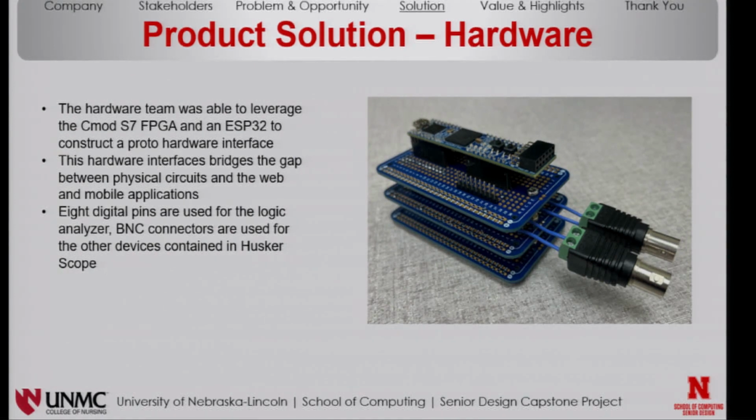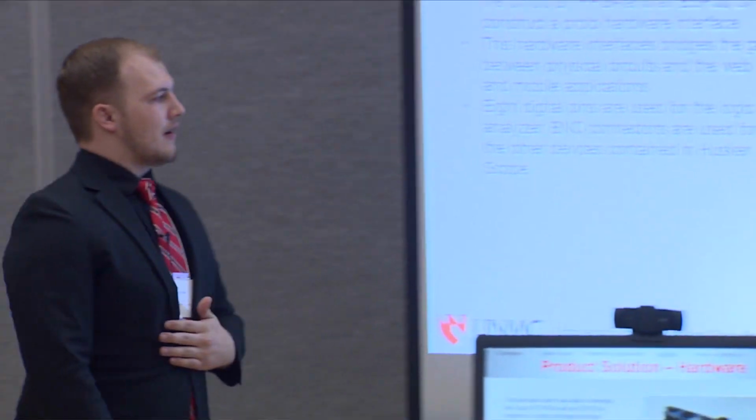All right, thank you, Kevin. All right, so here we started with the hardware section. We were able to leverage a Xilinx AMD-produced CMOD F7 FPGA and an ESP32 to create a hardware prototype to initially test, as you can see on the right. It's a hardware stack with solderable breadboards put together to create the prototype. This hardware interface is the bridge between the physical circuits and the web app and phone app. There are 8 pins of logic, or 8 digital pins, for the logic analyzer there, and 2 BNC connectors for the analog connection to the FPGA to send the signals to the Husker Scope.